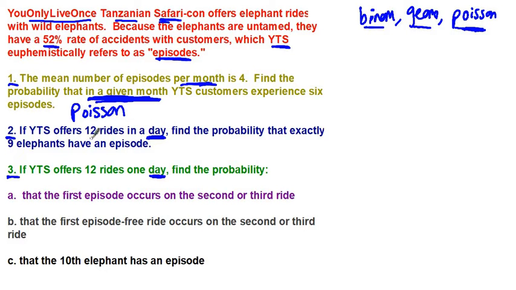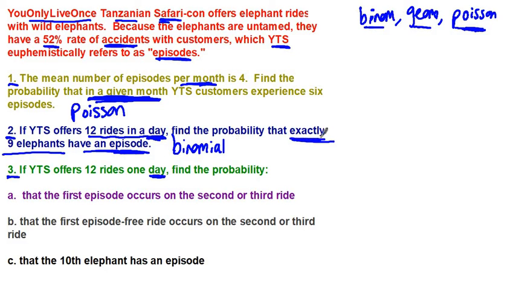So the second one says if they offer 12 rides in a day, so you might say, well, day, doesn't that mean Poisson? Not necessarily. Find the probability that exactly 9 elephants have an episode. So in this case, this is a binomial, and the reason why is binomial is supposed to have 2 outcomes, success and failure. Success in this case is being defined as, I know, again, having an accident doesn't sound like it's successful, but that's how we defined it in this case. So find the probability that exactly 9 have an episode, okay?